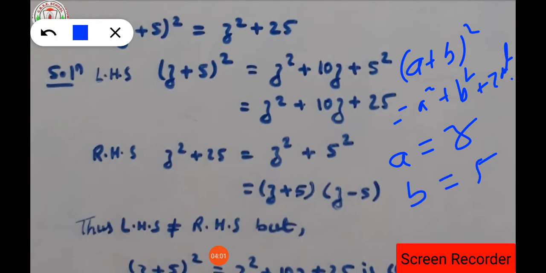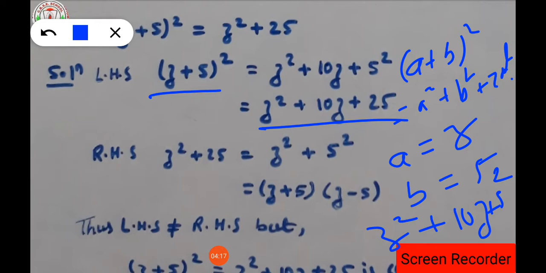So using the identity, we can split this z plus 5 in the form of the identity. We will get the required answer as z square plus 10z plus 5 square. So 5 square will be 5 into 5, which is 25. So z square plus 10z plus 25 is the expansion for z plus 5 the whole square. That means we broke it in the form of the identity, so it is okay.